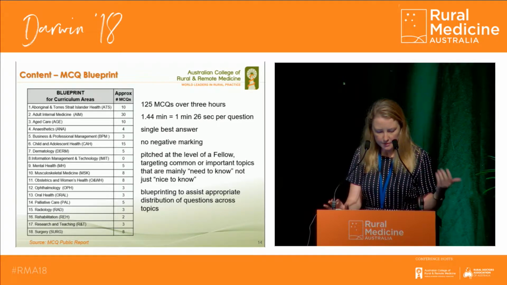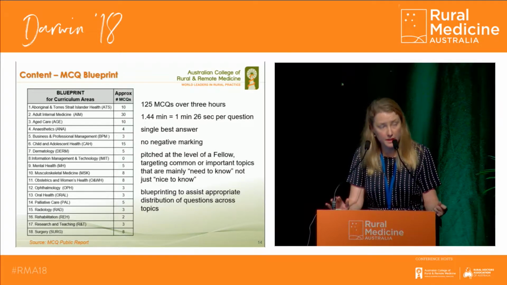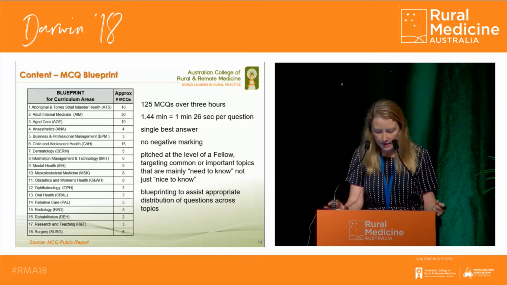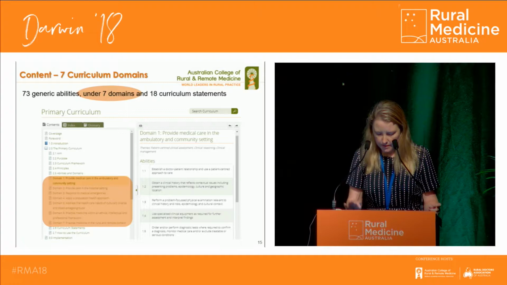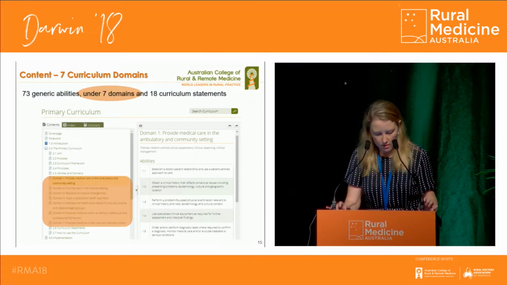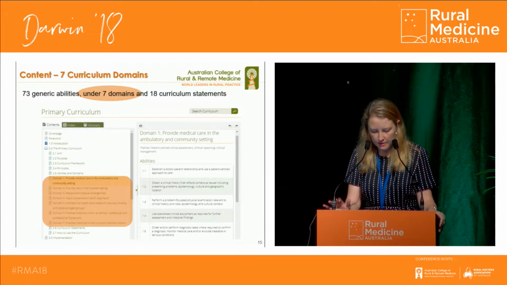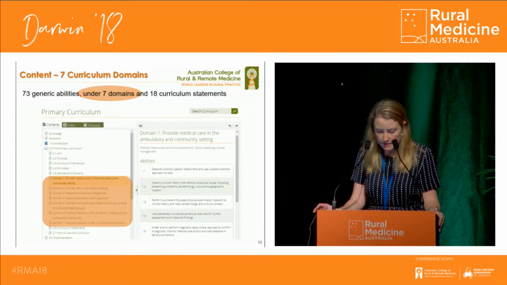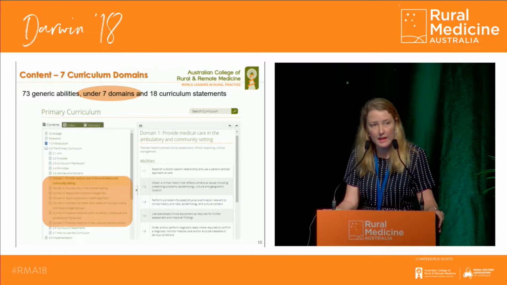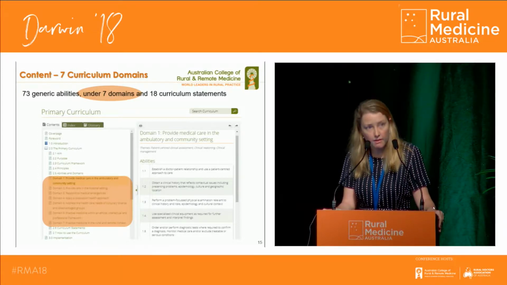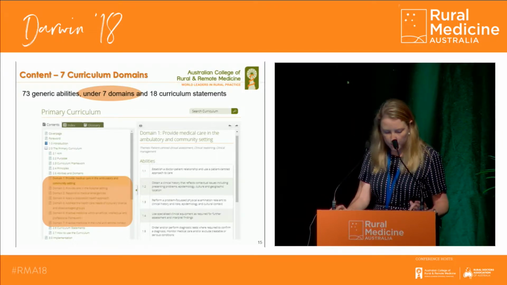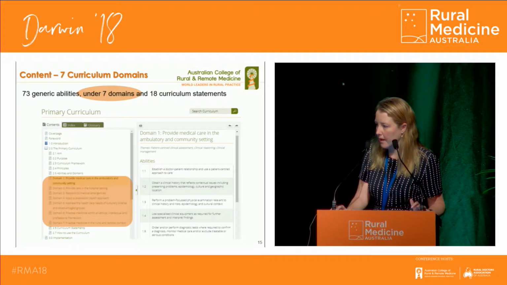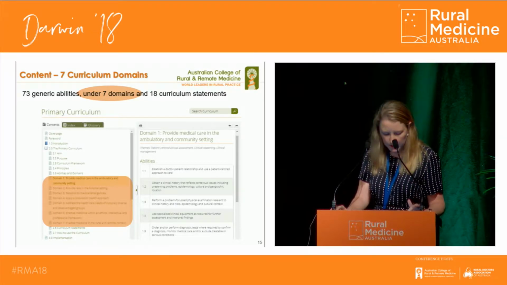Right, so I'm going to step through some screenshots of the online ACRRM primary curriculum document, which is available on the ACRRM website. It's organised into 7 domains and 18 curriculum statements. There are a lot of MCQ preparation resources, especially online, that fail to address many of these 18 curriculum statements, including aged care, Aboriginal and Torres Strait Islander health, higher level obstetrics and women's health, palliative care and rehabilitation. So if you go onto the ACRRM website and search for the primary curriculum, you'll come across the 7 domains.